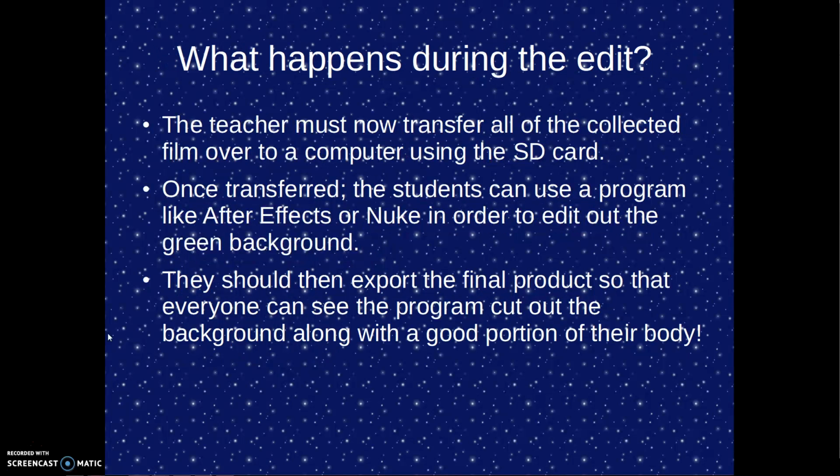What happens during the edit? The teacher will now transfer all of the collected film over to a computer using the SD card. Once transferred, the students can use a program like After Effects or Nuke in order to edit out the green background. They should then export the final product so that everyone can see the program cut out the background along with a good portion of their body.